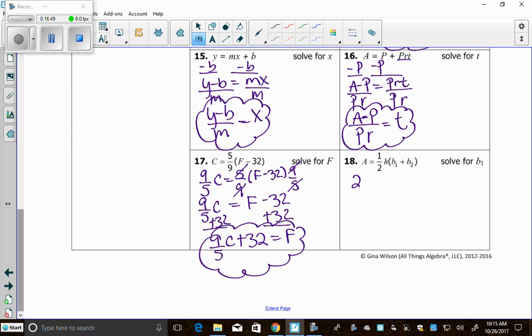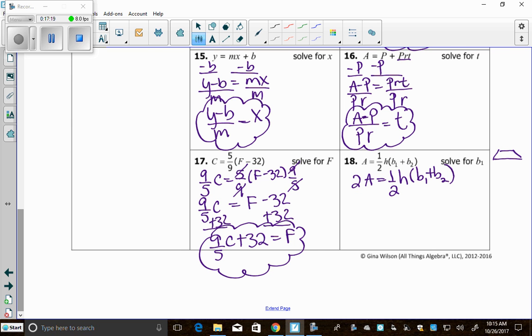Okay, on 18, you should have gotten rid of the fraction first by multiplying by 2. Don't let these subscripts fool you. This is the formula for the area of a trapezoid. And the B's stand for the bases, and in a trapezoid, you have two bases. A trapezoid looks like this. Your bases are the ones that I've drawn on the top and the bottom, and they have to distinguish between the two, so that's why there's a B1 and a B2. It just means these are two separate variables.